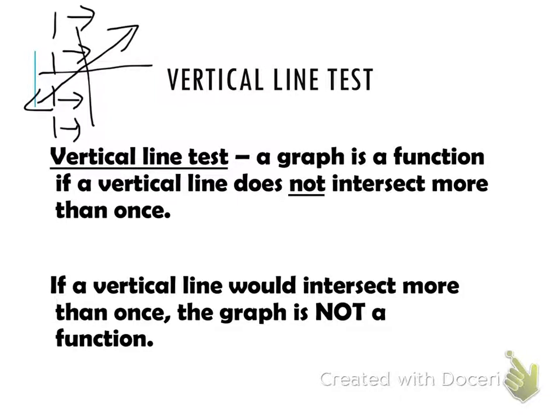Everyone see that? Will this vertical line ever intersect my graph more than once at any certain point? No, it'll only be intersecting at one point all the way across. Does that make sense? So would this be a function or not a function? It passes my vertical line test, so it is a function. Does that make sense?